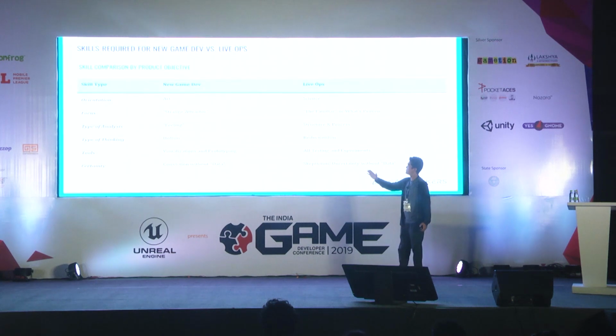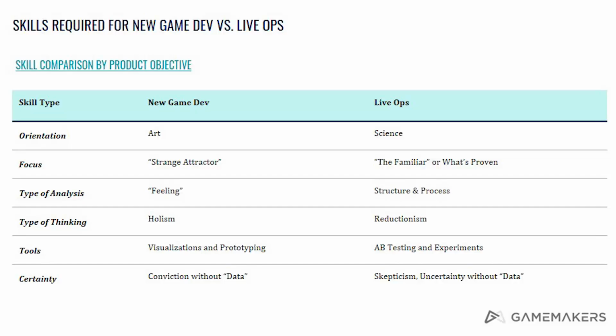In terms of the types of analysis, sometimes in new game development, you're going to have to bet on a feeling, right? Whereas on the live ops side, it's about structure, it's about process, it's about really breaking things down into smaller and smaller components and having things very, very structured.